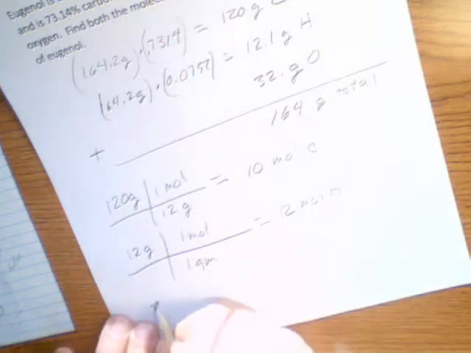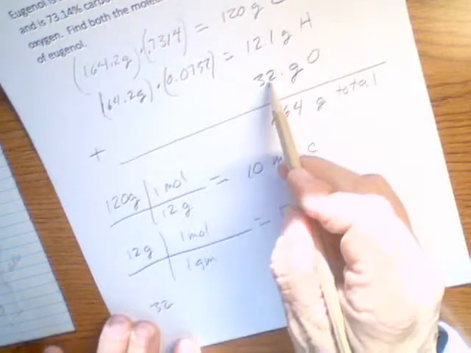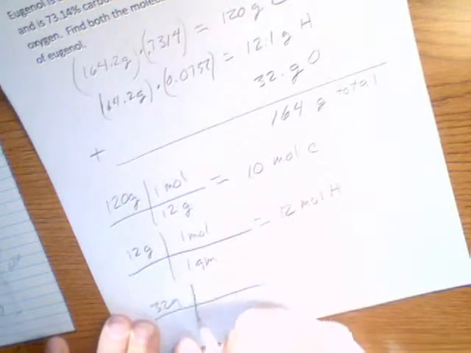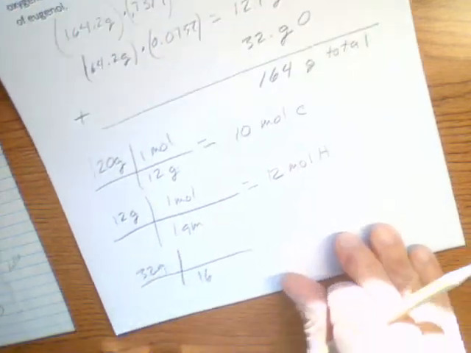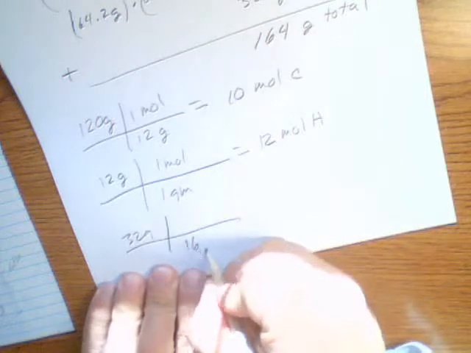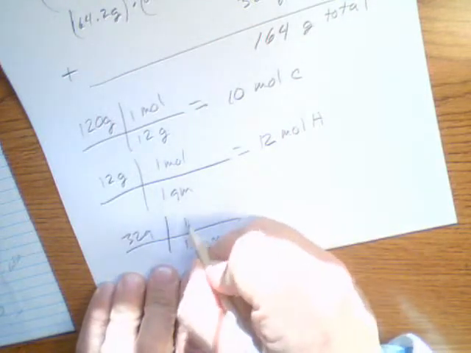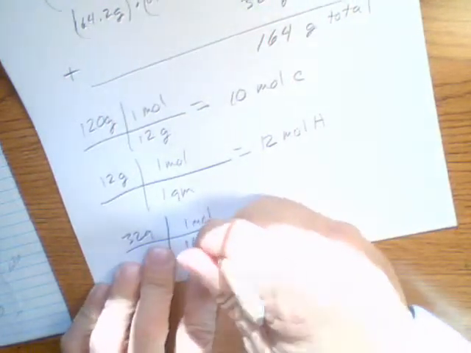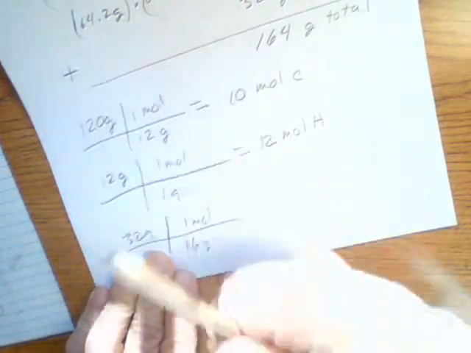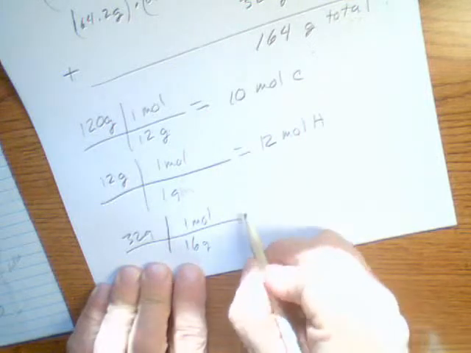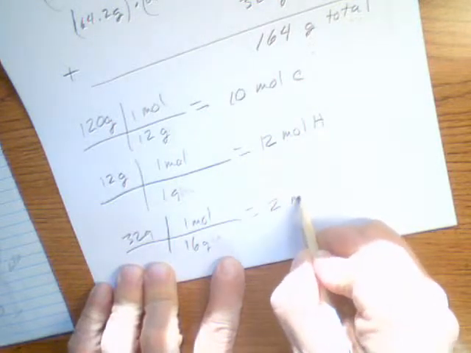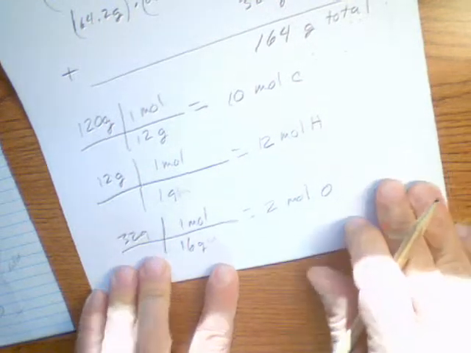And then 32, I'm just taking this 32 grams, and we know from the periodic table that oxygen has a molar mass of 16 grams per 1 mole. I sometimes put an M there and sometimes I don't. Hopefully that doesn't confuse you. I'm just referring to grams there, right? And that gives us 2 moles of oxygen.